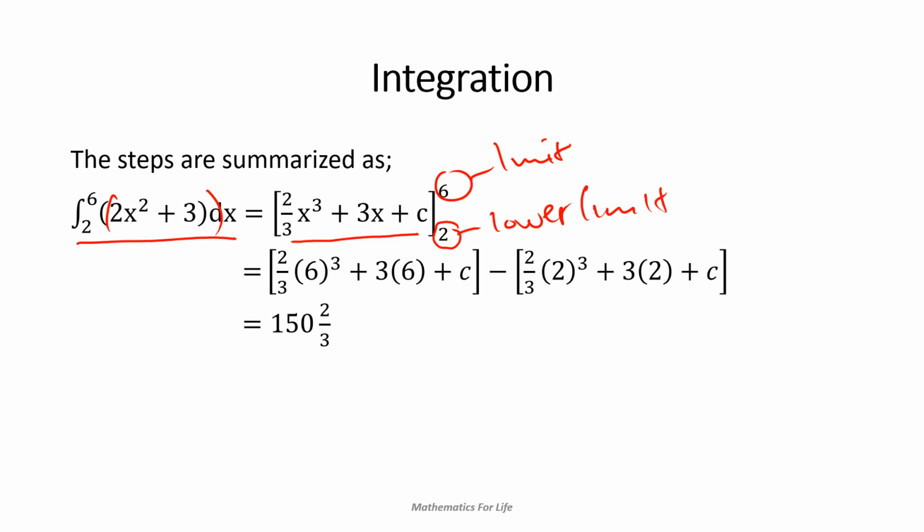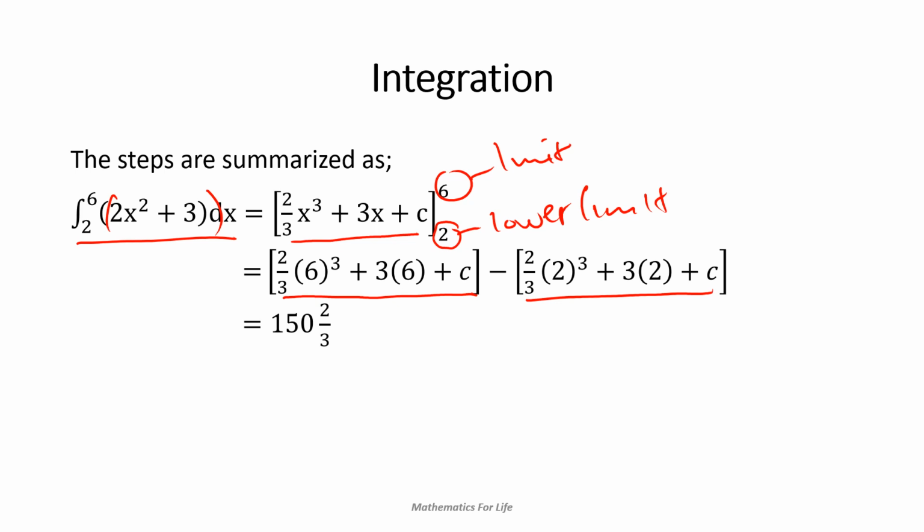So we place them in such a manner, and then once we've done that, we evaluate our integral for the upper limit, beginning with the upper limit, and that is going to give us what we have over here. So 2/3 into 6 cubed plus 3 into 6 plus the arbitrary constant c. And then we always subtract the evaluation of our integral at the lower limit. So minus, we have our square brackets, 2/3 into 2 cubed plus 3 into 2 plus the arbitrary constant c. And once we do that particular subtraction, you're going to have 150 and 2/3.